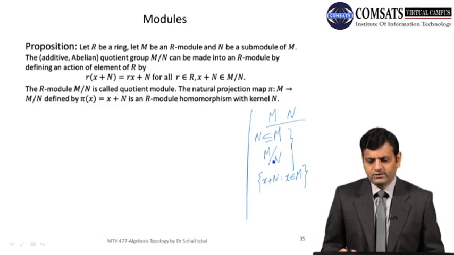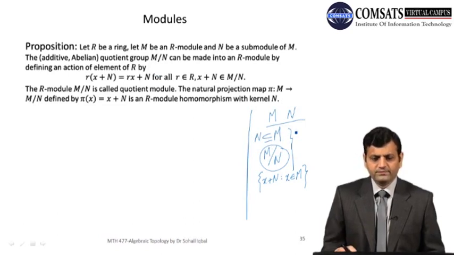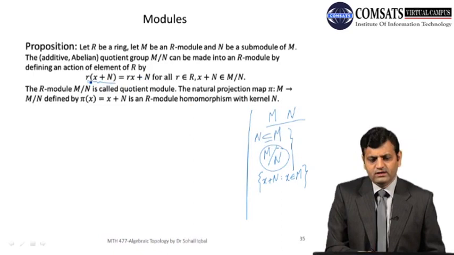And now this proposition says that we can convert this structure M quotient N into an R module. Of course this M quotient N is an abelian group, according to the results of group theory that we saw in the first lecture. Now the next thing we need is the R action, the action of R on M quotient N. So how do we define this action? R into (x plus N). Once again, what is x plus N? An element of M quotient N. So we define this action: r into (x plus N) is equal to (r into x) plus N.